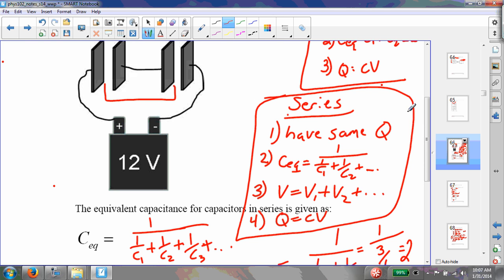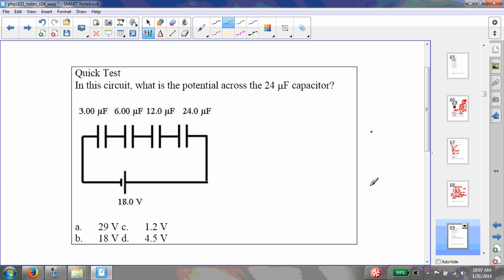Now next we're going to move on to capacitors in combination circuits where we have a combination of series and parallel. And I think you also have a question here. Yeah, here's a nice little simple quick test question. Want to know what is the potential across this 24 microfarad capacitor?